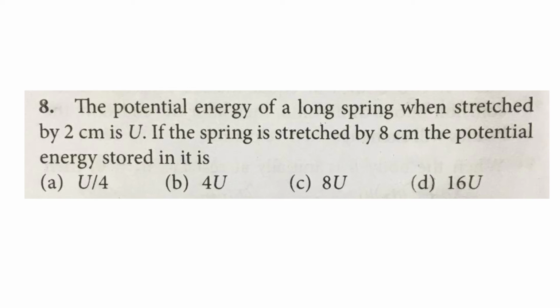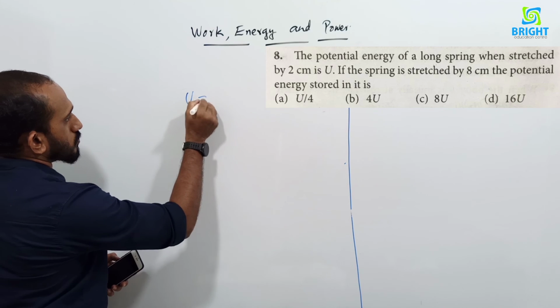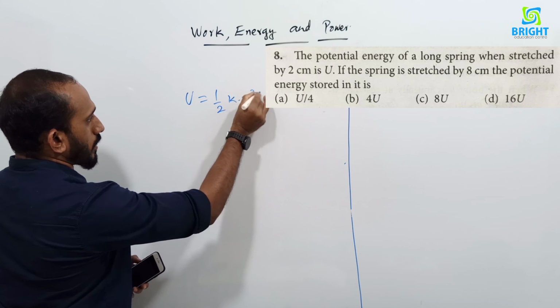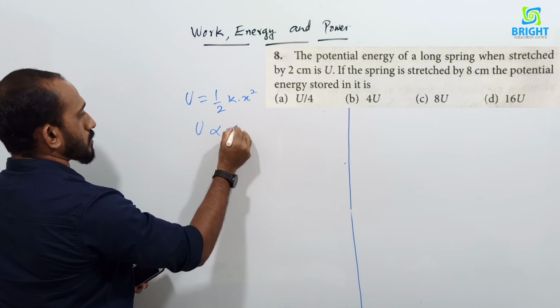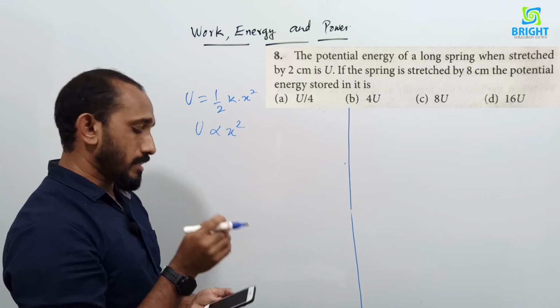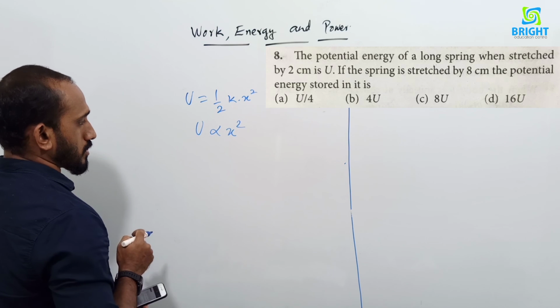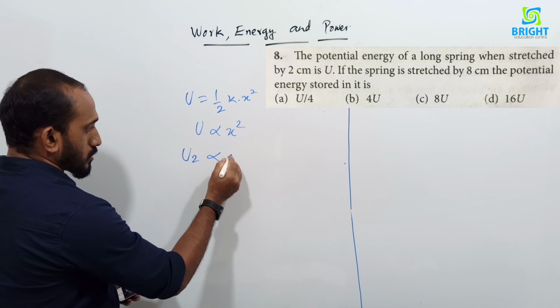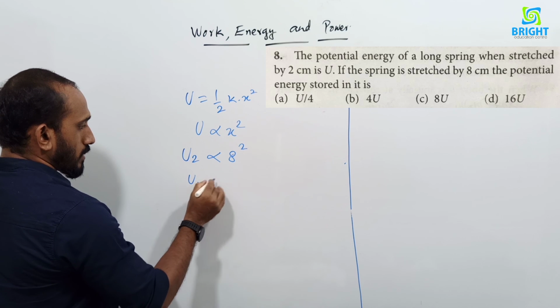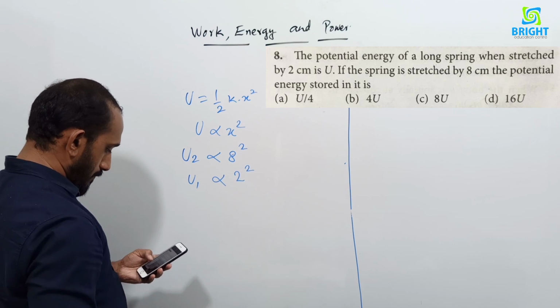Okay. Another question says like this way: the potential energy of a long spring when stretched by 2 centimeters is U. If the spring is stretched by 8 centimeters, the potential energy stored in it is. So this is the question. You have U is equal to half kx squared. So this U is directly proportional to square of the displacement produced. We have to find actually, if you stretch 8 centimeter, what is the potential energy? So U2 is proportional to 8 square and U1 is proportional to 2 square.